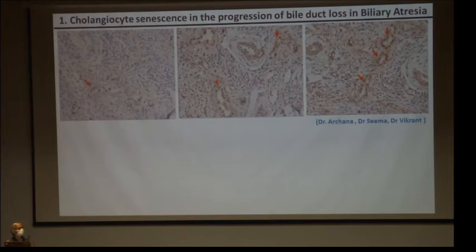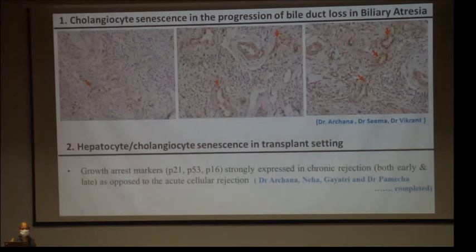And then this is another work, which is cholangiocyte senescence in biliary atresia. Biliary atresia is a loss of ducts. The etiology is not well known, or maybe there are some viruses, but you can see that you have these ducts, and these ducts are positive for P21. They are also P53 positive. They can be P16 positive. So we've used a battery of these markers, and this is work which is still ongoing, and hopefully it will be put into manuscript form. Yet another one is in a transplant setting, where hepatocyte and cholangiocyte senescence has again been seen, especially in chronic rejection and not in acute liver rejection.